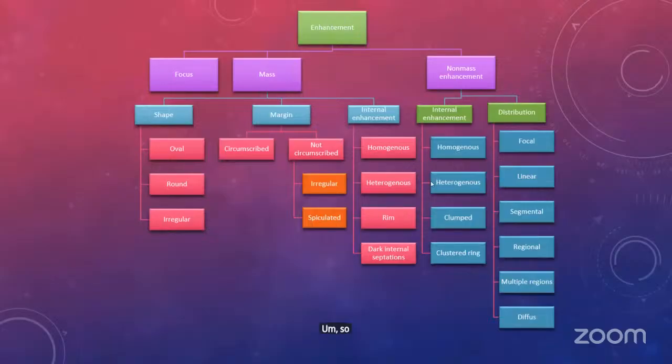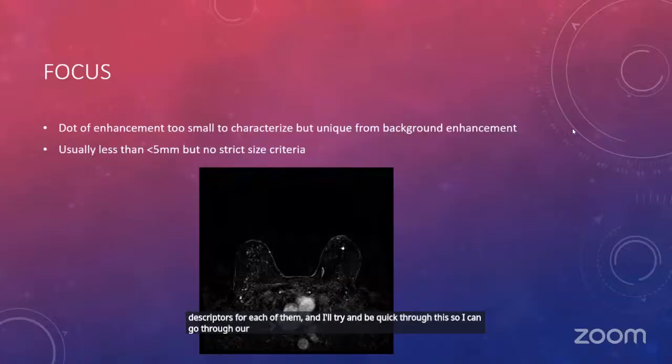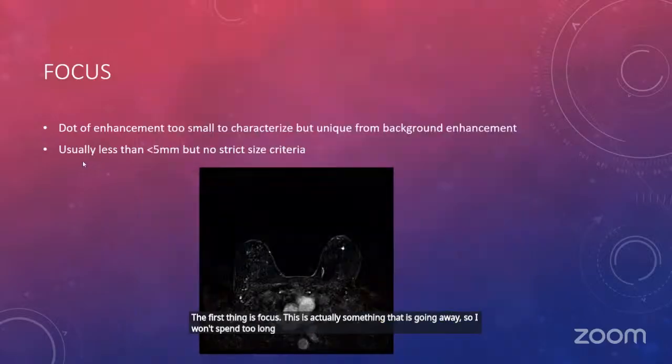So this is kind of how we describe things that enhance. There are 3 broad categories: focus, mass, and non-mass enhancement, with descriptors for each of them. And I'll try and be quick through this so I can go through our cases. The first thing is focus. This is actually something that is going away, so I won't spend too long on it, but it used to refer to something that is less than 5 millimeters.